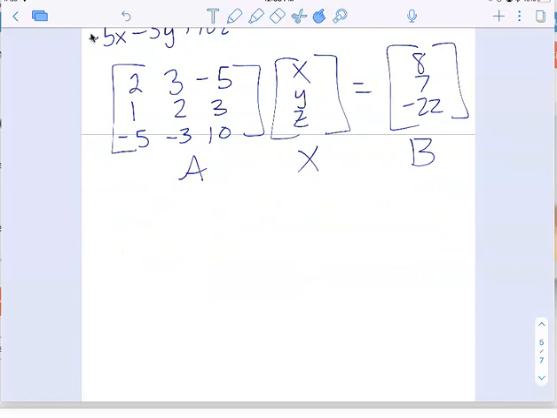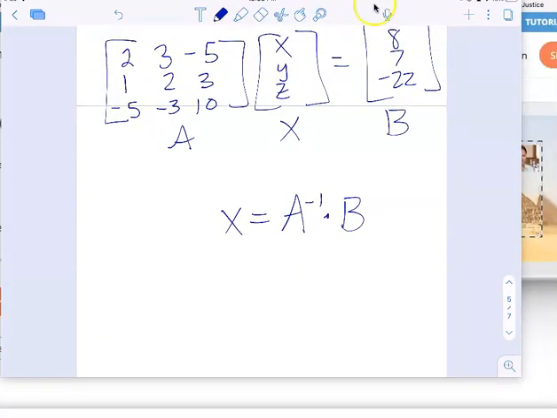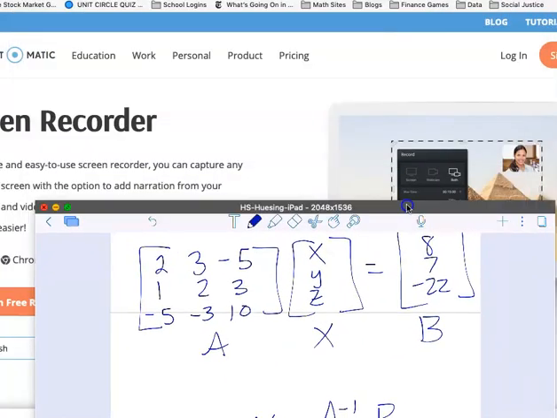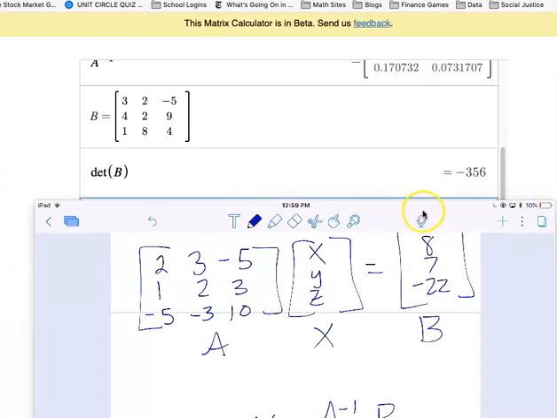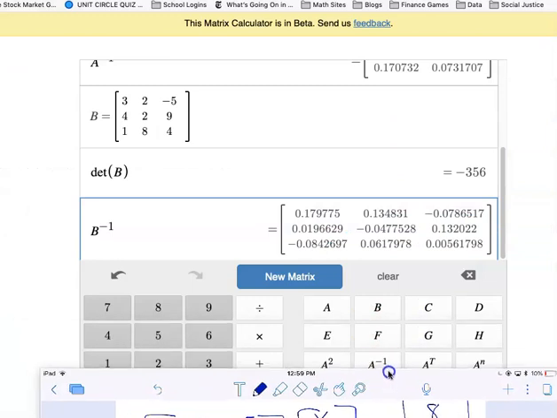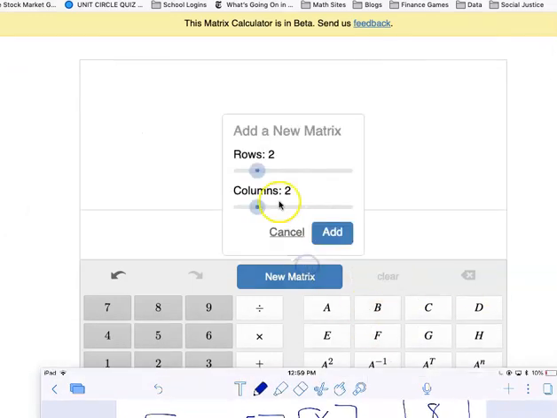And we know that X equals our inverse times B. So this is where it's nice. So let's clear everything out. New matrix.